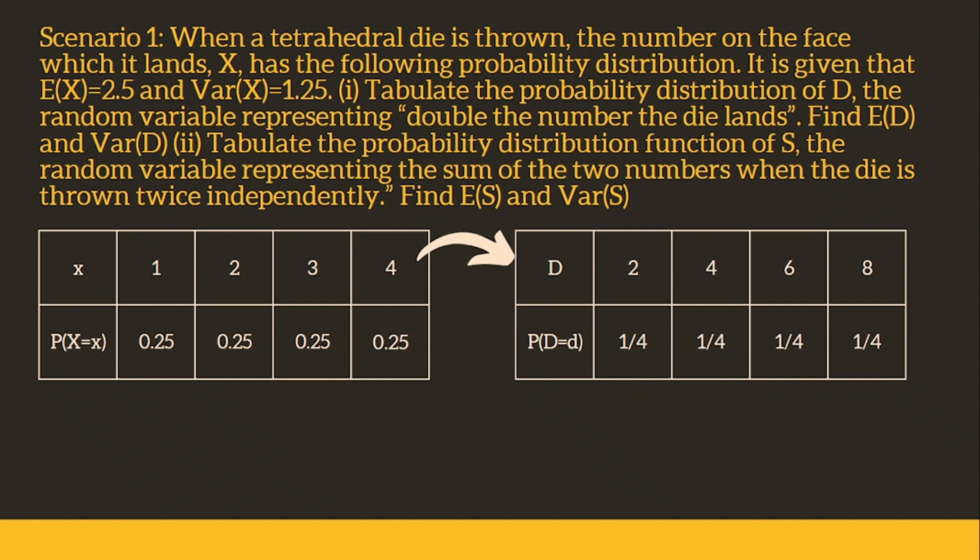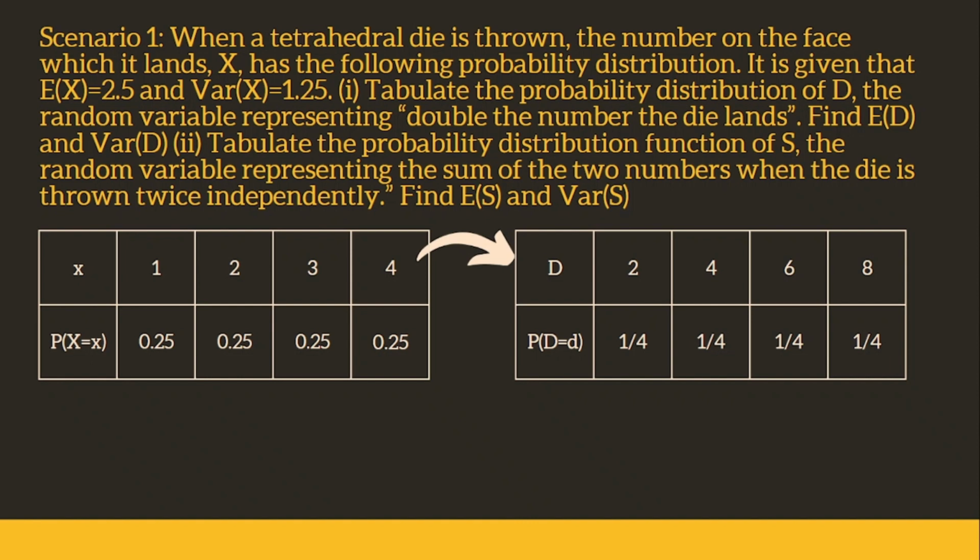Then tabulate the probability distribution function of S, the random variable representing the sum of two numbers when the die is thrown twice independently. Then find E(S) and the variance of S. So for part 1, it's just going to be finding D. The probability of D is exactly the same as the probability of X. What changes is that instead of 1, 2, 3, 4, we're just going to multiply by 2. So it becomes 2, 4, 6, 8.